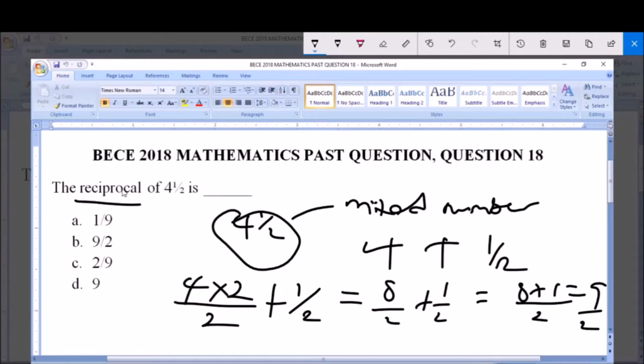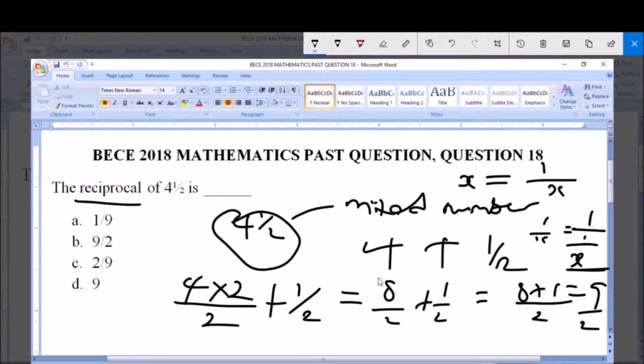Now reciprocal here simply means dividing 1 by the number. To find the reciprocal of any number, if you are given a number x, the reciprocal of x is equal to 1 all over x. You understand? Now if you are given a number 1 over x, the reciprocal of 1 over x is equal to 1 all over 1 over x. So this is the principle we're going to be applying.